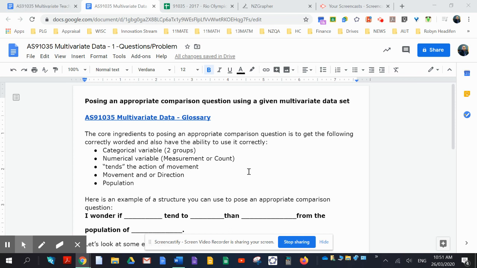Hi, folks. We're looking at posing an appropriate comparison question using a given multivariate data set.